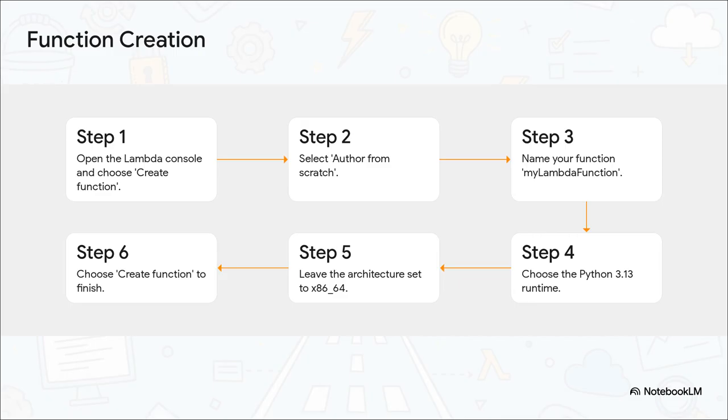We'll give it a name, let's say My Lambda Function. For the runtime, we'll pick Python 3.13. Leave the architecture as the default, and then just hit Create Function. And boom! Just like that, the basic shell of our function is ready to go.